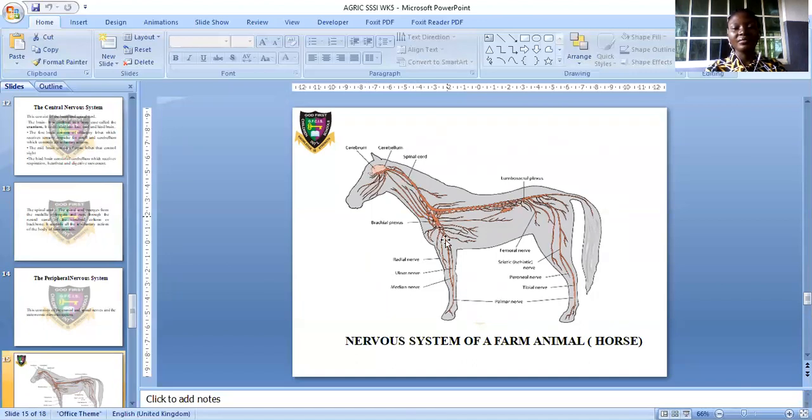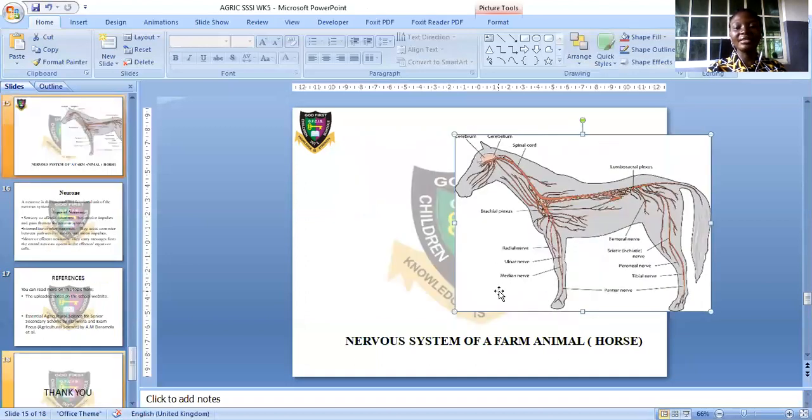Now, you can see the nerves here: radial nerves, the ulnar nerves, and the medial nerves. These are the nerves at the four limbs of the farm animal, the horse, and the nerves in the hind limbs of the farm animal. Here, as I've said earlier, the nerves help to transmit signals between different parts of the body.